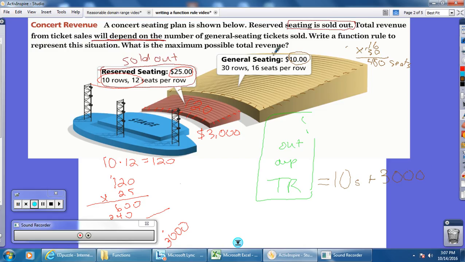What is the maximum possible total revenue? Well, all you do here is you stick in, you know there's 480 seats, you plug it in right there. That's going to give you your total possible revenue. That's going to give you if everything is sold out. So 480 times 10 is 4,800 plus 3,000, right? It's going to give me my total possible revenue, which is 7,800. So I can make $7,800 if all of my revenue is sold out. That's the highest revenue that I can make.